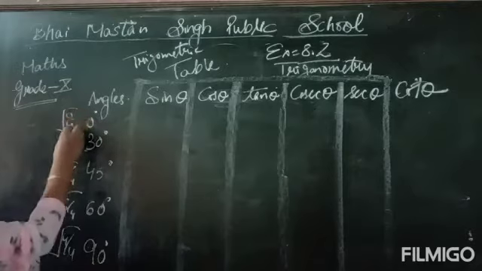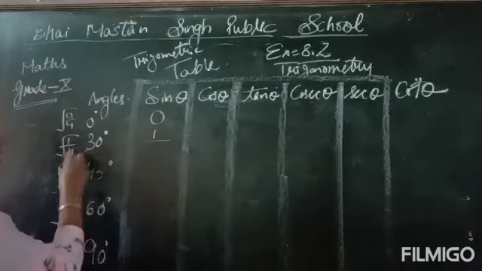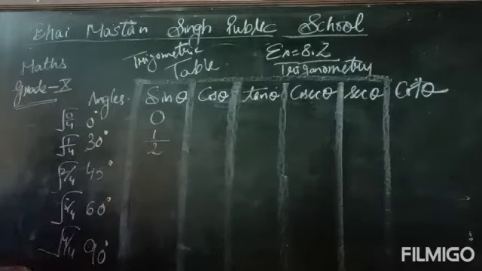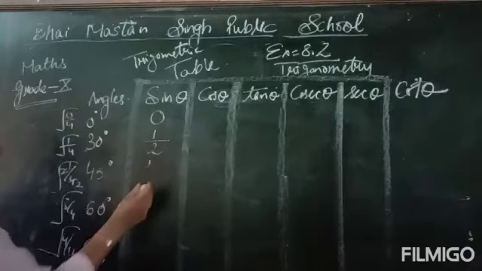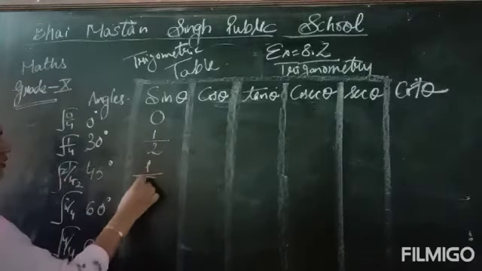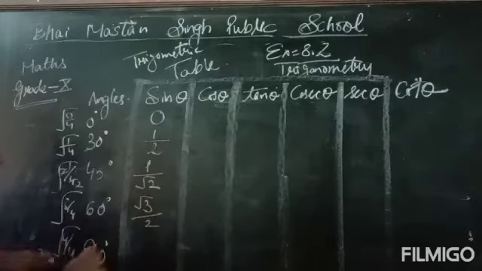Okay, now 0 by 4 is 0, 1 by 4, square root of 1 is 1, square root of 4 is 2. Next 2 by 4, 2 1s are 2, 2 2s are 4. So square root of 1 is 1, square root of 2 is square root 2, square root of 3 is square root 3, square root of 4 is 2, this cancels, square root of 1 is 1.